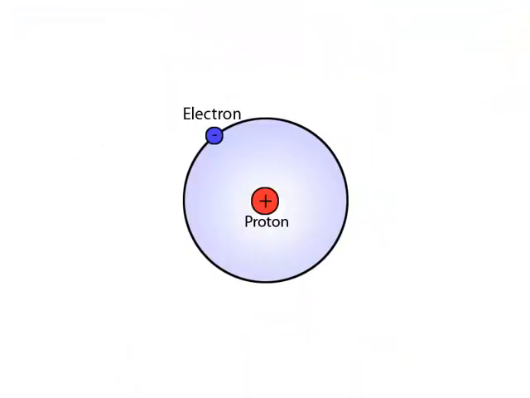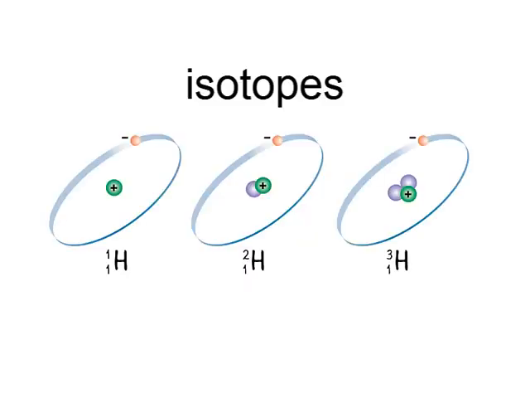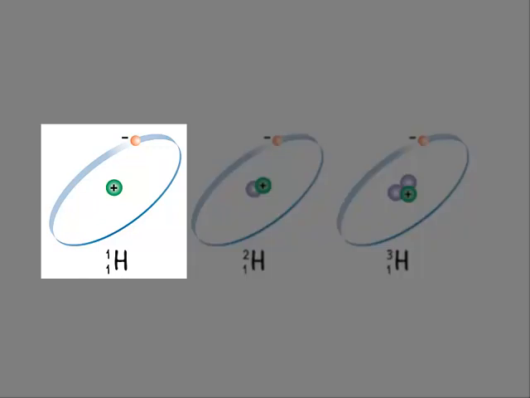The common form of hydrogen has a bare proton as its nucleus. There can be different kinds, or isotopes, of hydrogen, however, because there can be different numbers of neutrons in the nucleus. An isotope is a form of an element having a particular number of neutrons in the nuclei of its atoms. In one isotope of hydrogen, the nucleus consists of a single proton.